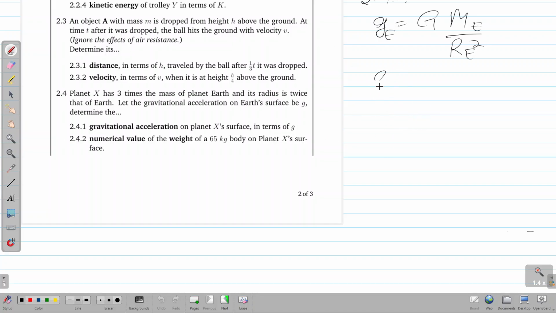Here, the first factor is going to be 3 because of the direct proportion, and then the inverse proportion: we doubled the radius, so this is going to be reduced by the square, and so the factor is going to be 3 over, so this is 1 over 4, so that's 3 over 4. So then g_X is 3/4 of the original g.